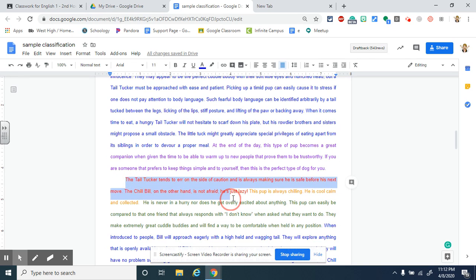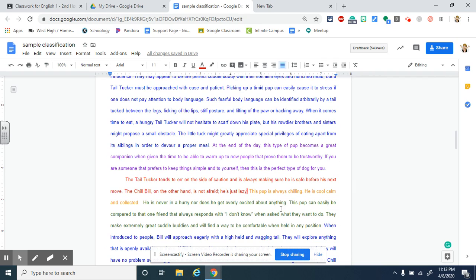So we have our topic sentence here. The tail tucker tends to err on the side of caution, is always making sure he is safe before his next move. The chill Bill, on the other hand, is not afraid. He's just lazy. So notice that our topic sentence is a little different from our first topic sentence. Your topic sentence of body paragraph 2 and of body paragraph 3 should connect to the type that came before. So here we're noticing the tail tucker, even though we're on the chill Bill dog.